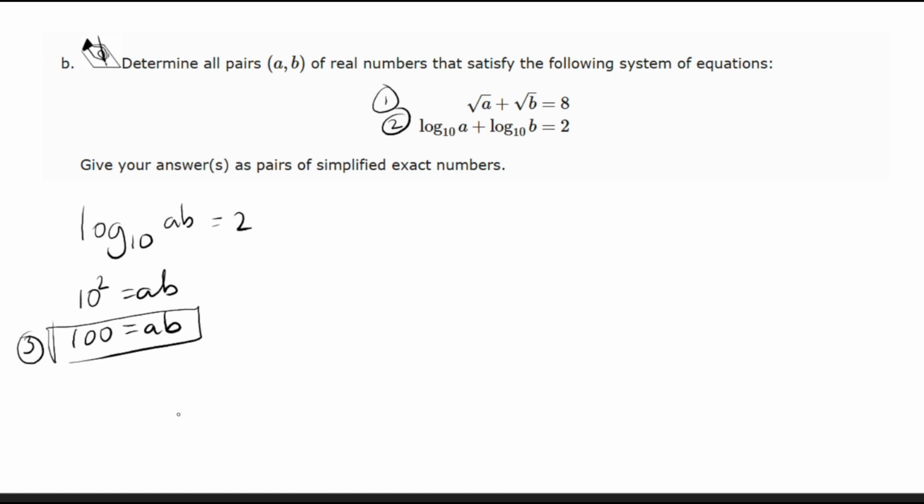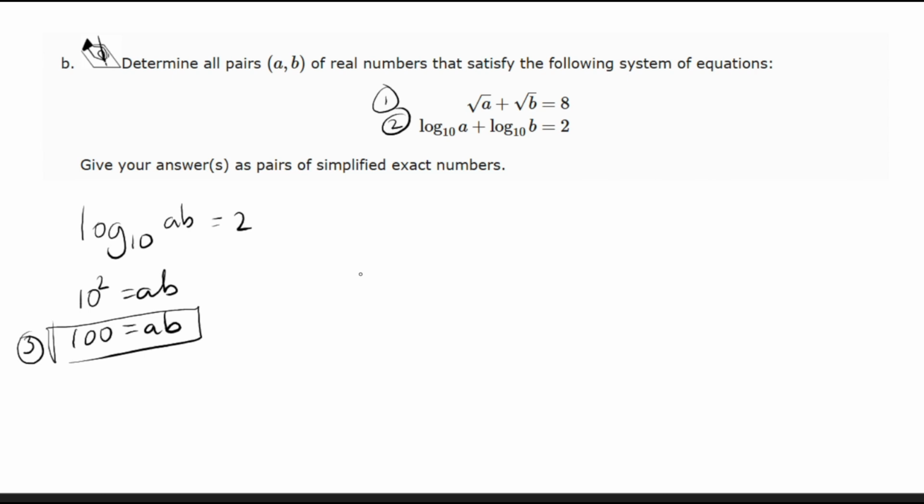What next? What do we do with equation 1? Well, you might think, okay, we can subtract root b from both sides and square it to get a and sub it in. But that takes way too long, and it's actually way harder. Instead, let's multiply both sides. At first, it's hard to see why we multiply both sides like this, but you have to notice that when you square something of 2 terms, you're going to get a middle term of AB, right? We know that AB is 100.